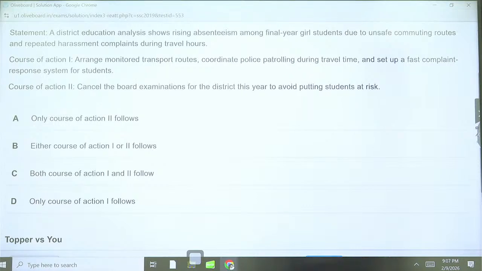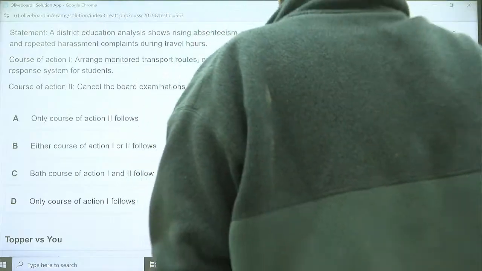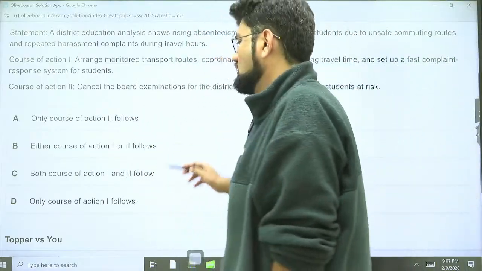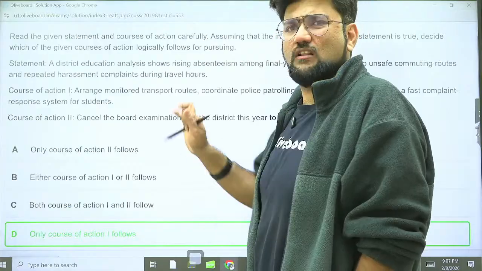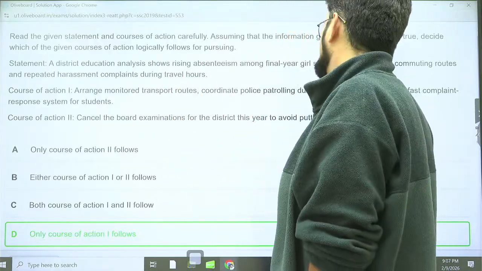Course of action 2 says cancel the board examinations for the district this year to avoid putting students at risk. This is a useless statement altogether. Useless course of action. It has got nothing to do with your statement. So only one follows. Option D is the absolute correct answer here. 30 seconds. Easy questions. All 3 critical reasoning questions pretty easy. Not a problem at all.